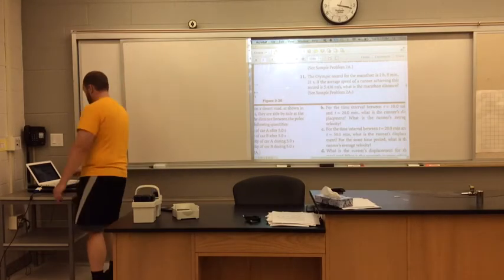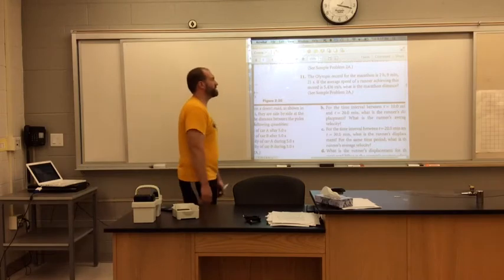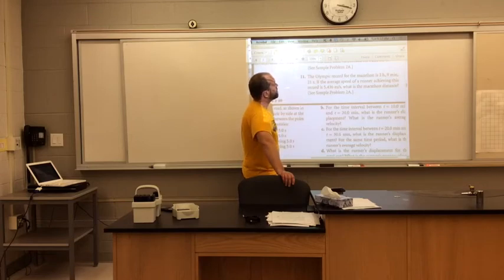Oh, here's your time conversion one. The Olympic record for the marathon is 2 hours, 9 minutes, and 21 seconds. The average speed of a runner achieving this record is 5.436 meters per second. What is the marathon distance?